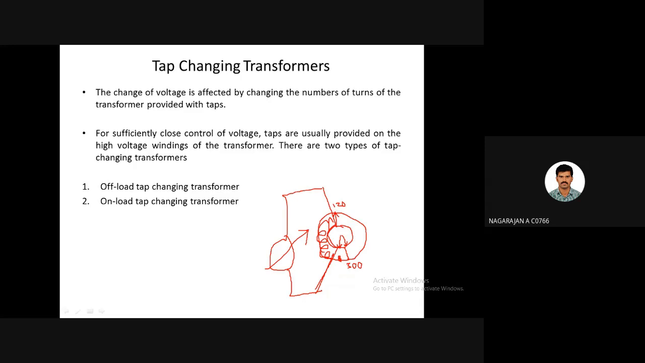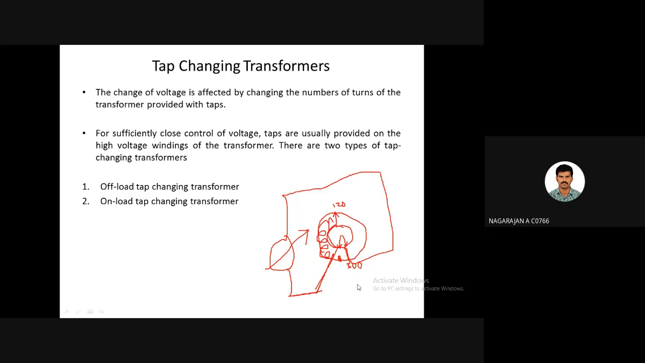For example, if you keep the contactor at this point, you will be getting voltage from this to this. Okay, so now you are getting full voltage, full induced EMF. This is the major difference between a 2-winding transformer and an auto transformer.